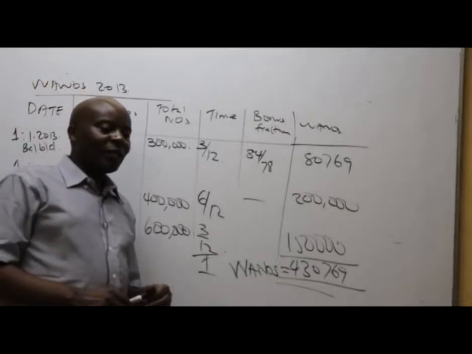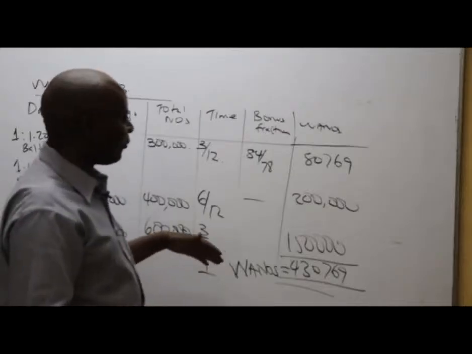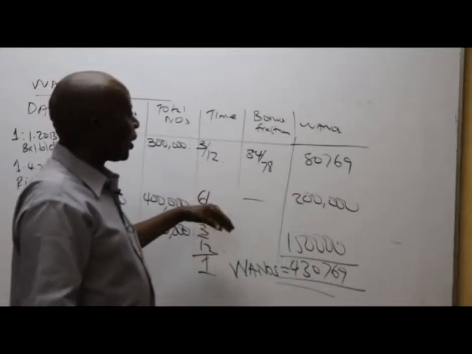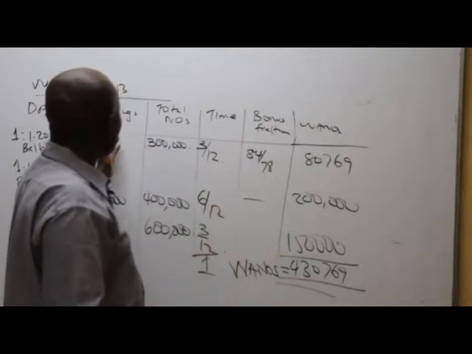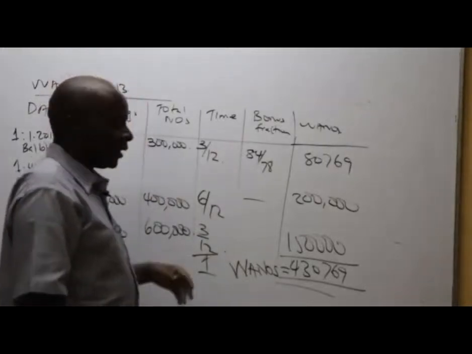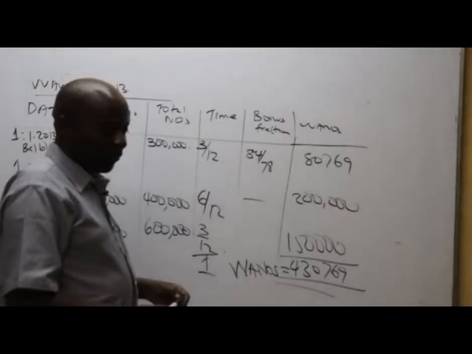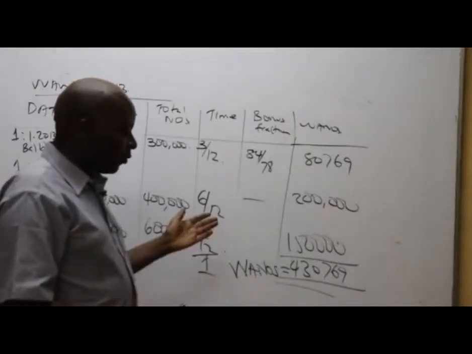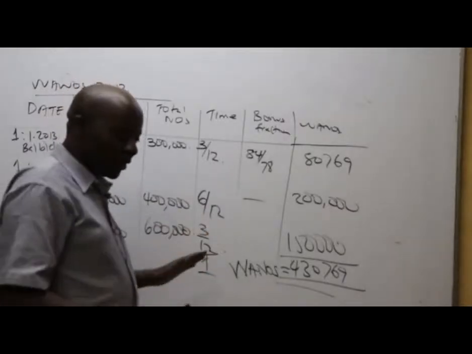So, ladies and gentlemen, we can even go ahead and finish this. If you wish, you can tell us the basic EPS in the year 2013. 430.77 in thousands. 430.77 in thousands, that is still correct.